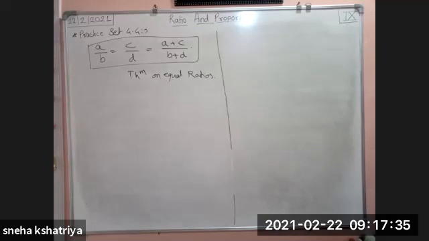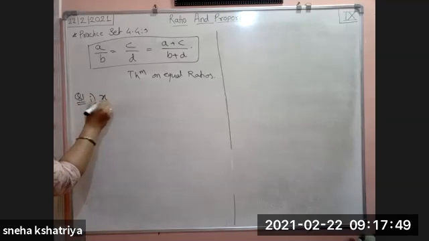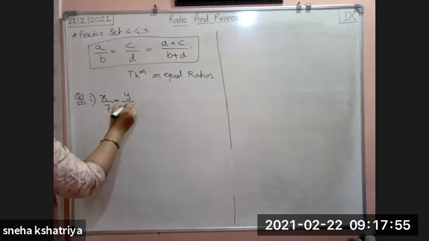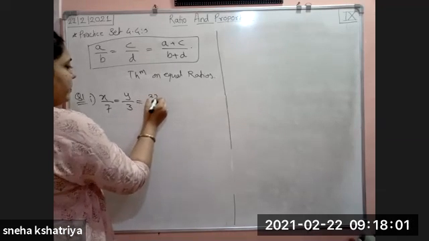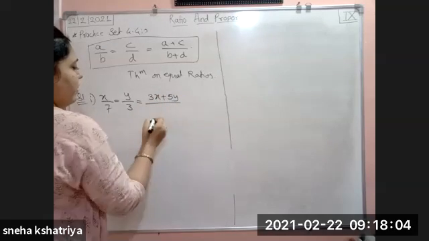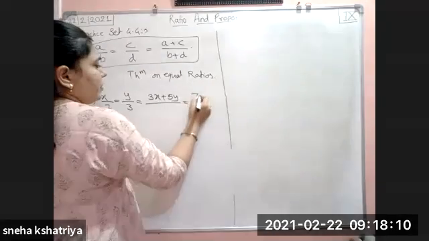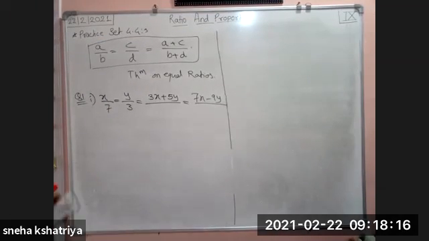So our further examples are based on this property. Okay. So we will see the first example. Fill in the blanks of the following. We will see here question number 1. What are the fill in the blanks? First one. x divided by 7 is equal to y divided by 3. Then (x + 5y) divided by blank, which is equal to (7x - 9y) divided by blank. Whatever the denominator is there, that we have to find out.